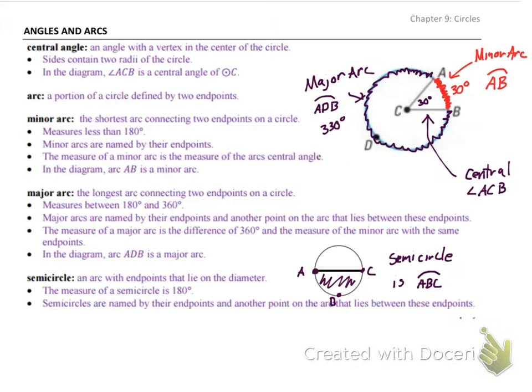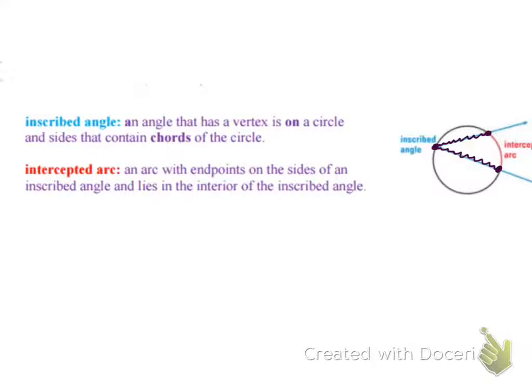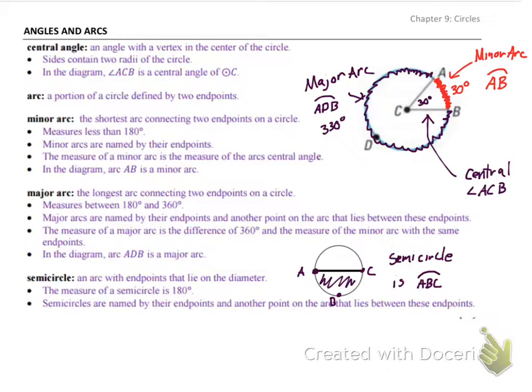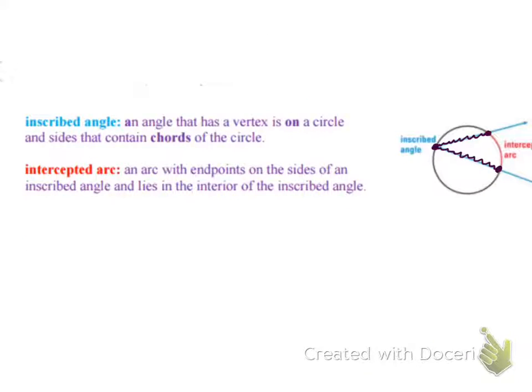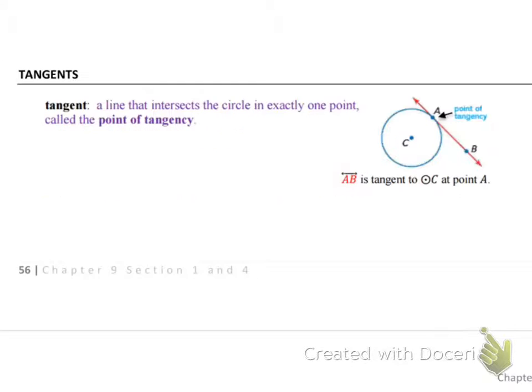So real quick, the difference. Central angle starts in the center. Inscribed starts on the actual circle. This one uses chords to make it. This one uses radii to make it. Two radii make a central angle, where two chords that meet at the same point are going to make an inscribed angle. All right, last stuff we have to talk about is tangent.